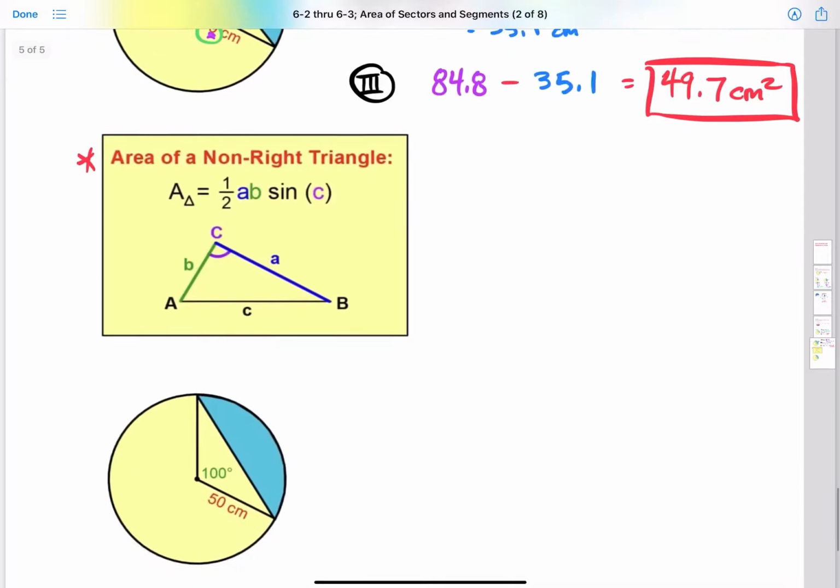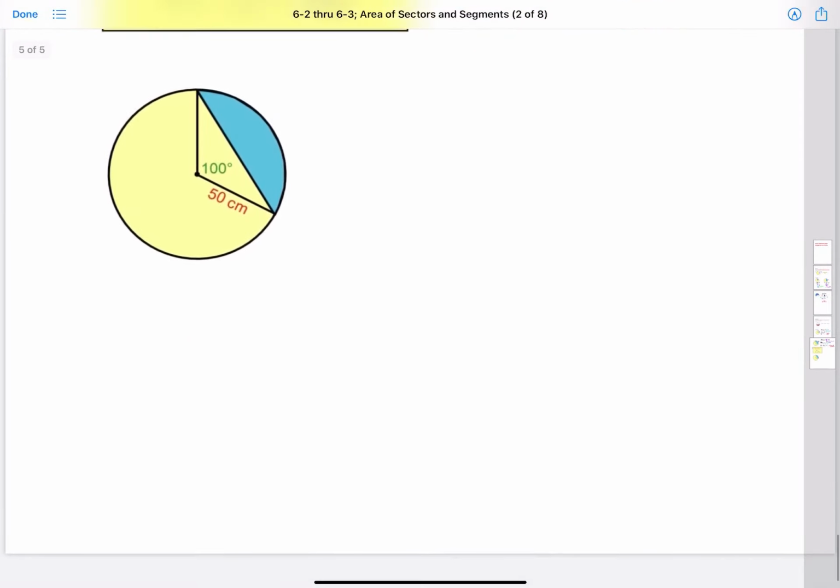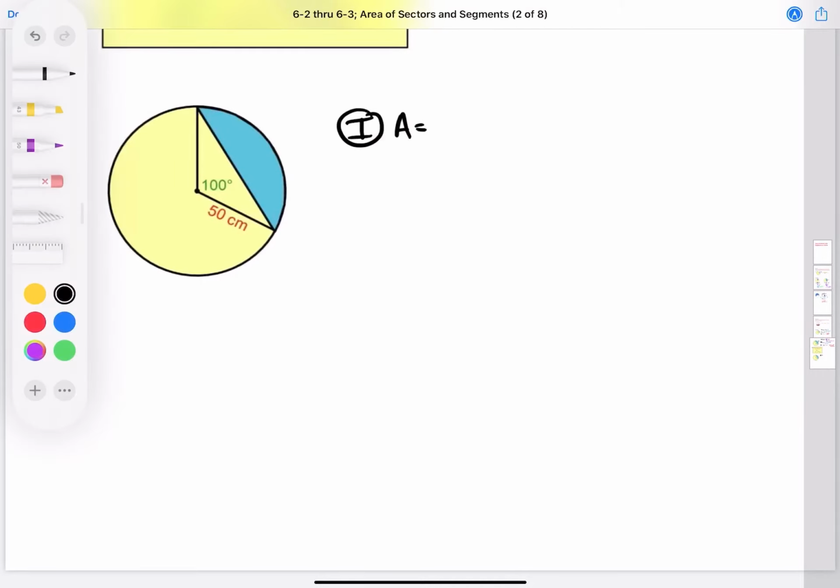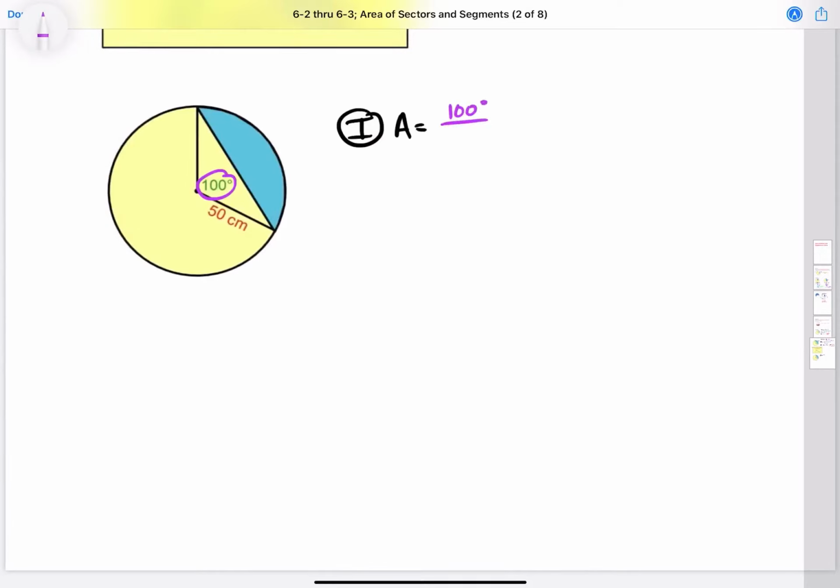So let's take a look at this last one, and I'm just going to slide this all the way down. Okay, so if we take a look at this next one once again, we're going to go ahead and find the area of the sector first. So that's our first step. So the area of a sector is going to be taking our angle measurement, which is 100 degrees, over 360. That's a full circle, so this is a fraction of our circle, times pi r squared, in this case r is 50.